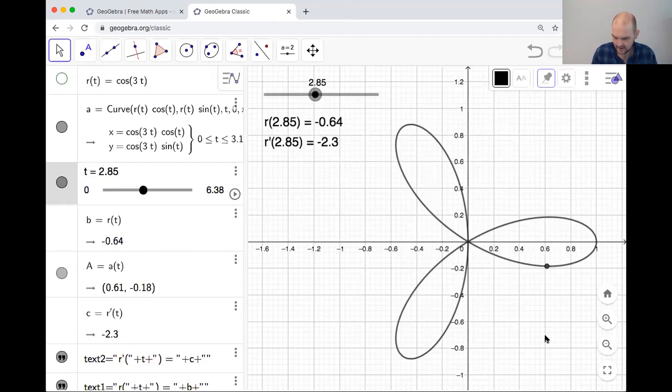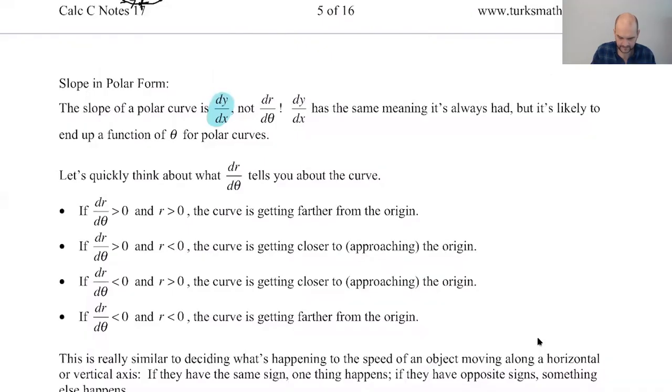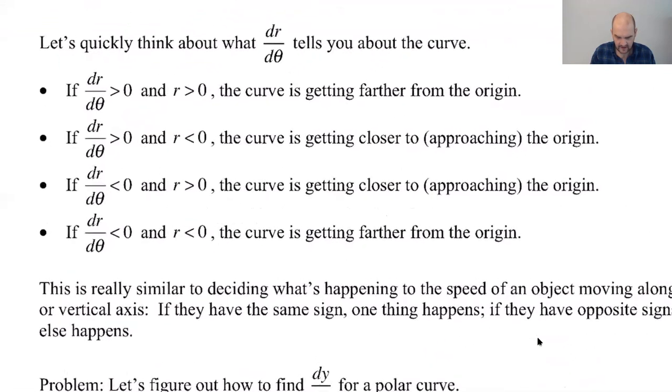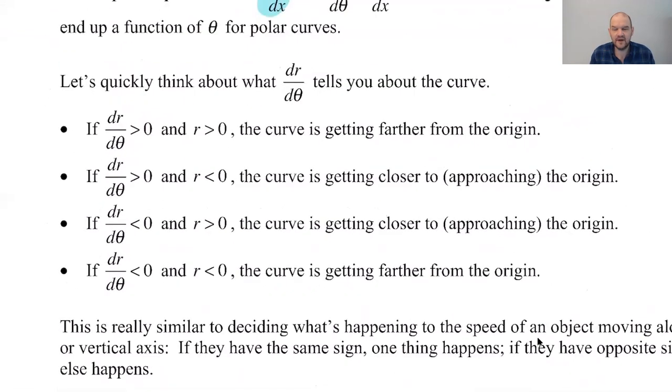So, gotta get back. Here we are. All right, so dr/dθ tells you about the curve relative to the origin. Are you getting closer to the origin? Are you getting farther from the origin? But it really matters what the sign of r is, so you have to think about both of those together.